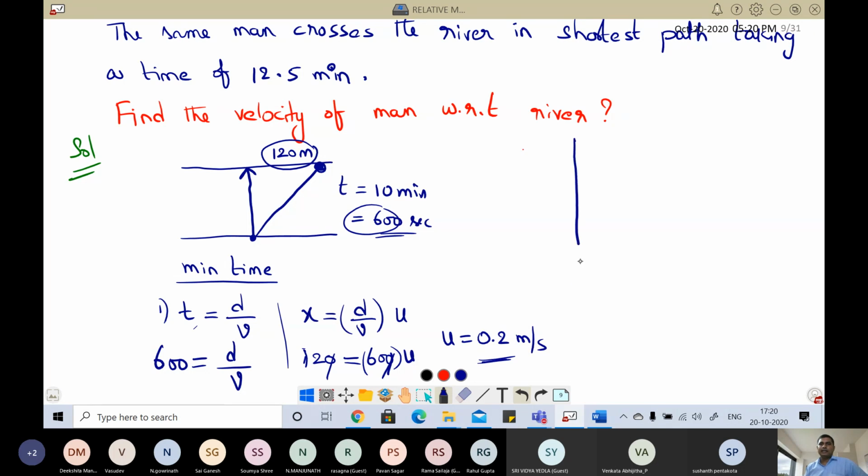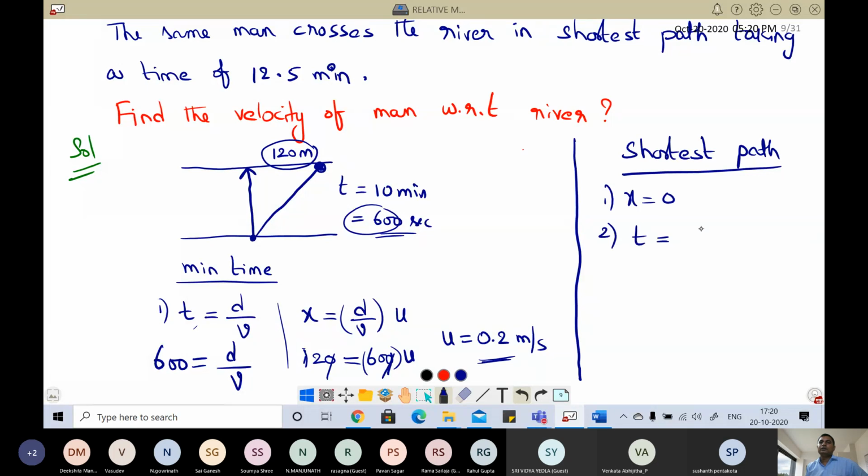Now the next case is crossing the river in the shortest path. They gave time as 12.5 minutes, and anyway we know in that case, the shortest path, the drift will always be 0. Only time will be there. Correct or not? Drift will be 0, and the time equation we know: T is equal to d over root of man's effort square minus river velocity square. This time they gave 12.5 minutes. Each minute is 60 seconds, so how much is this? 750, correct?